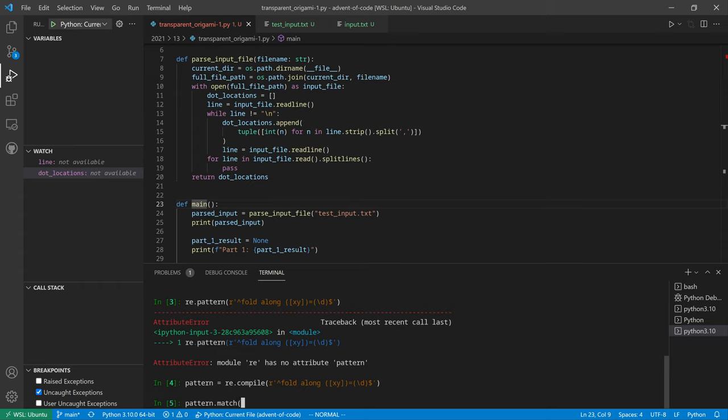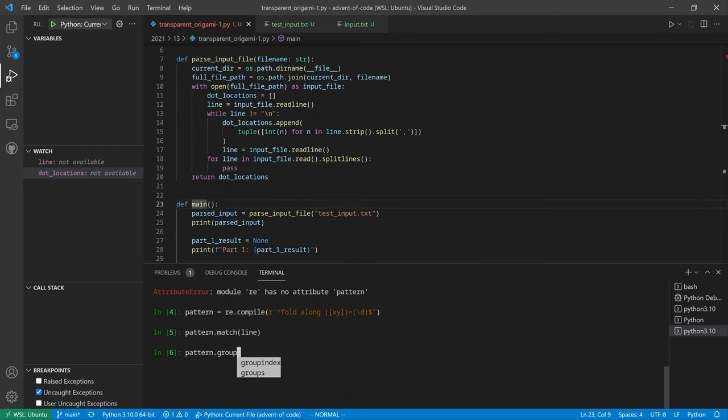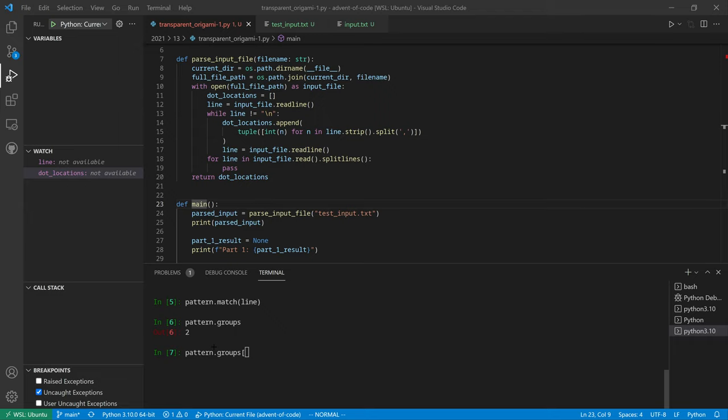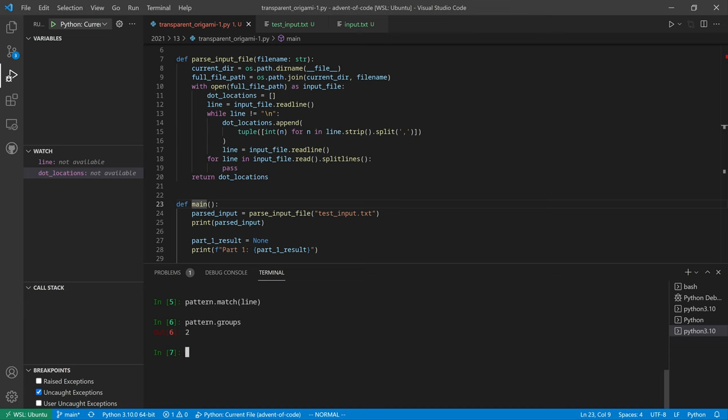So pattern.match our line. Okay. And then pattern.groups 2. How did they do it in the example? Oh, dot group with a match equals. Huh. I guess it wasn't a successful match.